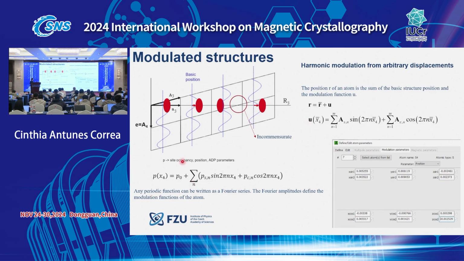a possibility to have the occupancy, position, or the ADP parameters modulated. Each of these parameters, you will find when you open the define atomic parameters for your atom that is modulated. You can go to modulation parameters here and check which parameters you would like to refine, and then check in the Fourier map and see if it agrees well.